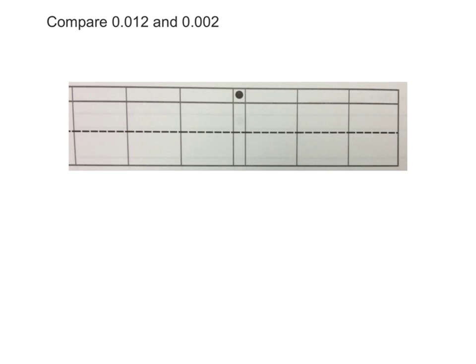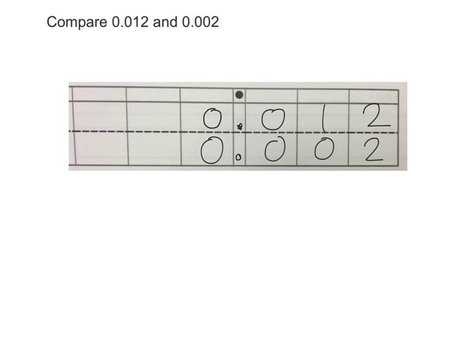Go ahead and draw yourself a quick place value chart, just like this. All you need to do is draw a couple horizontal lines, maybe 3 horizontal lines, and a couple vertical lines. Go ahead and set that up really quickly. And then what you can do is write the numbers in your place value chart. So I have 12 hundredths and 2 hundredths.